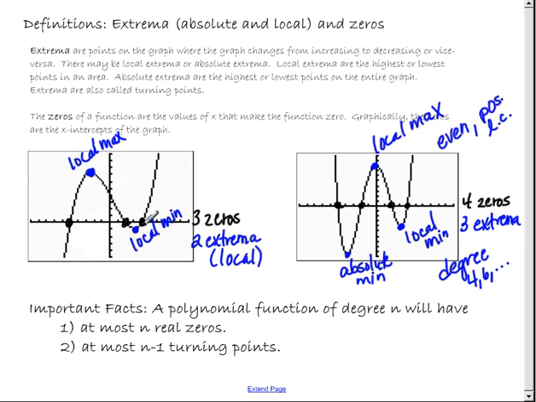Now what about this function? What do we know about its end behavior? Its end behavior starts down and ends up. So which one does that look like on the ends? Yeah, x cubed, which tells us this has to be an odd function with a positive leading coefficient.